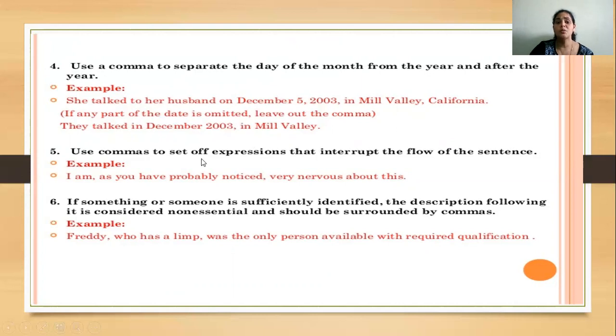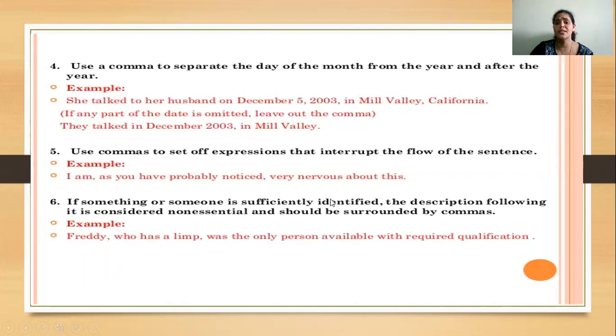Okay. Use commas to set off expressions that interrupt the flow of the sentence. See, facial expressions are easily understood. But if you really take a break, how will the other person understand in writing? I am, as you probably noticed, very nervous about this. So when you are moving from one part of an expression to the other, you need to use commas.